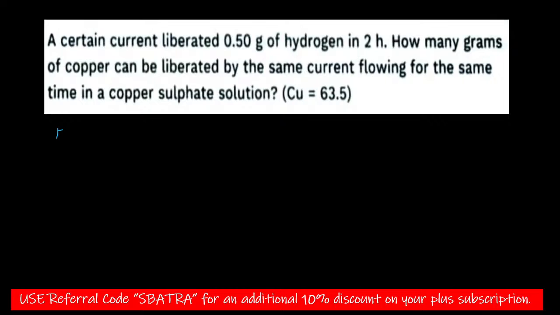Yes guys, what's the answer for this question? You need to find out how many grams of copper can be liberated at the same current flowing for the same time in a copper sulfate solution. This is based on Faraday's second law. So you have to calculate using Faraday's second law.